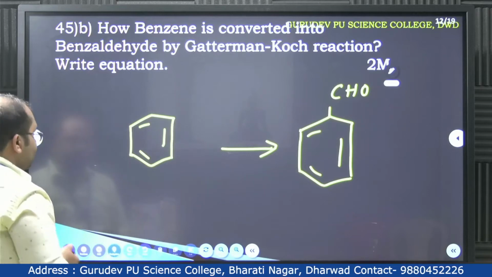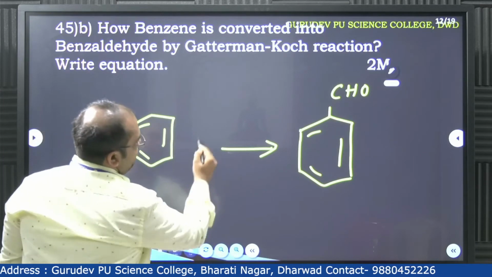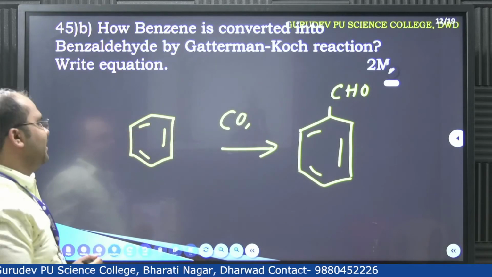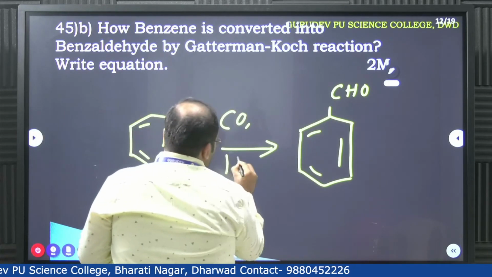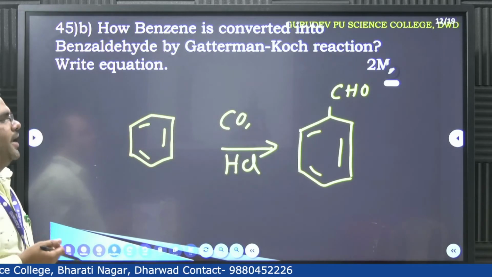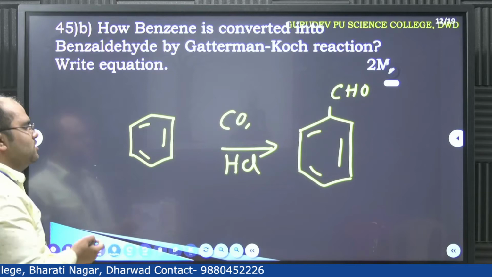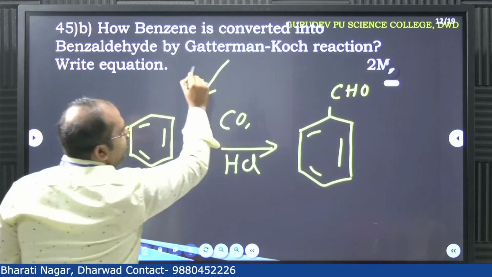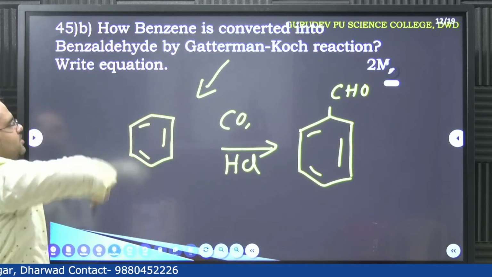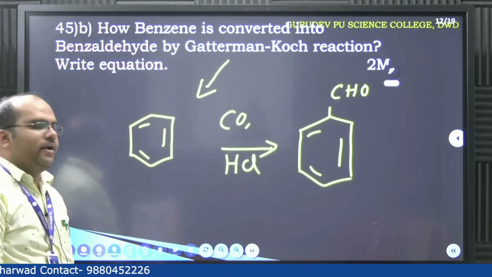So what are the reagents you are going to use here? That is CO, carbon monoxide, and HCl. These reactions follow the Gattermann-Koch reaction, or they may directly ask for the conversion of benzene to benzaldehyde.